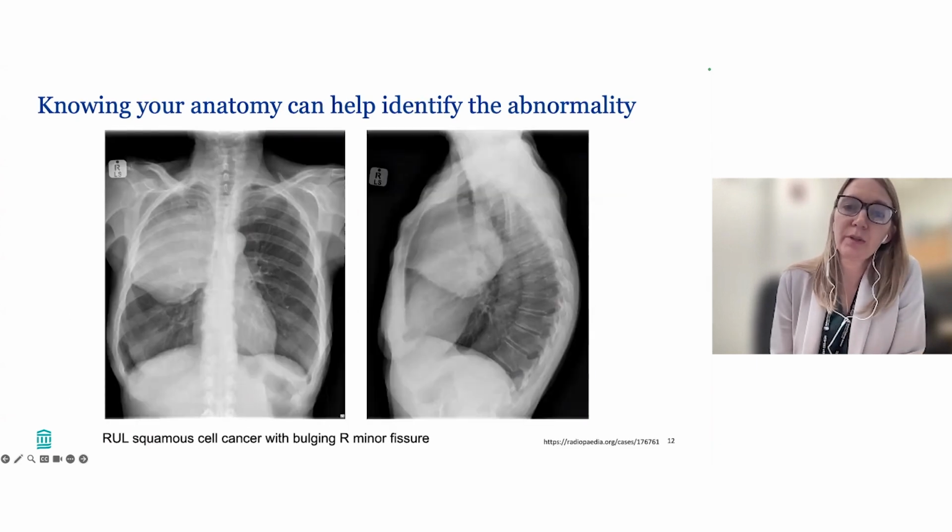In this chest x-ray, we can see that the minor fissure is pushed down out of place. This chest x-ray shows a large right upper lobe tumor with bulging minor fissure. In each case, knowing the anatomy helps us localize the abnormality.